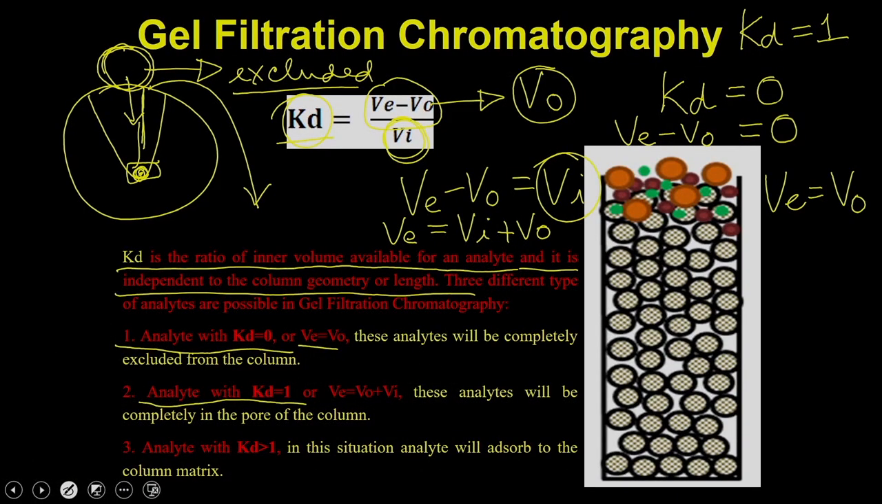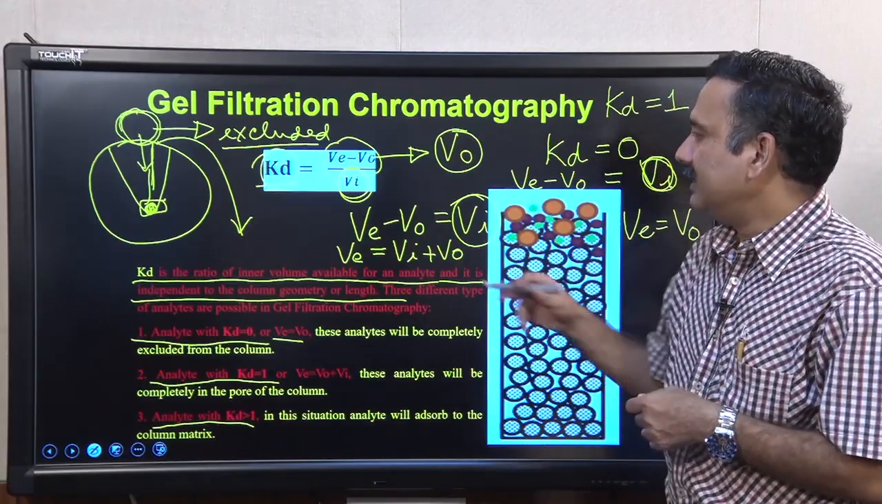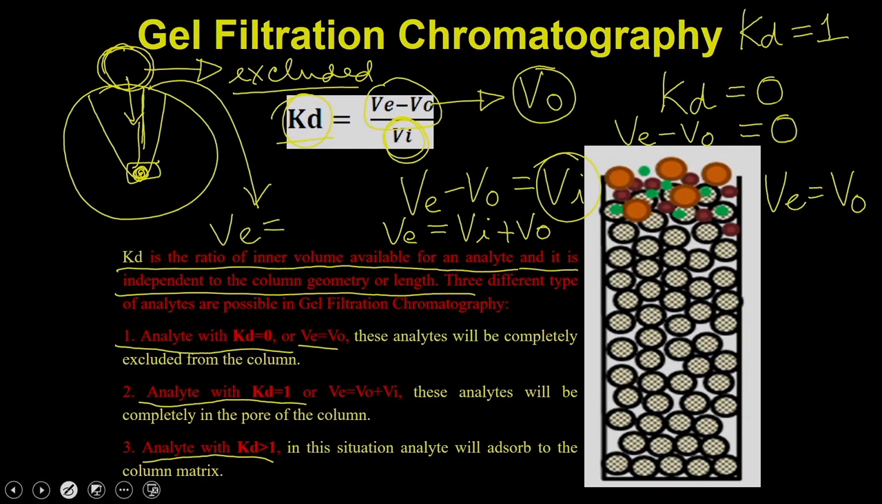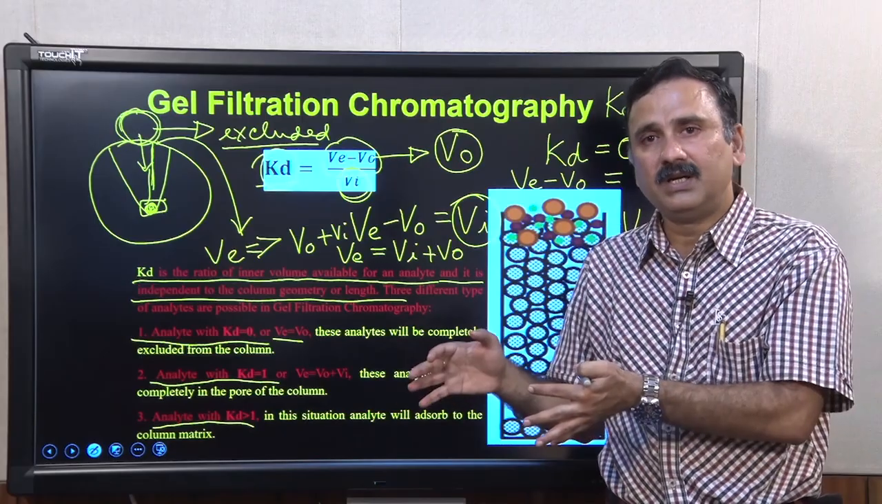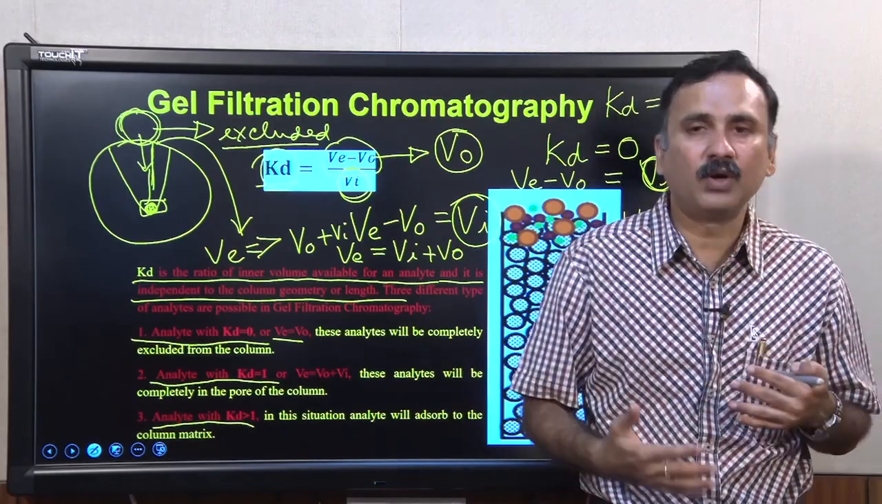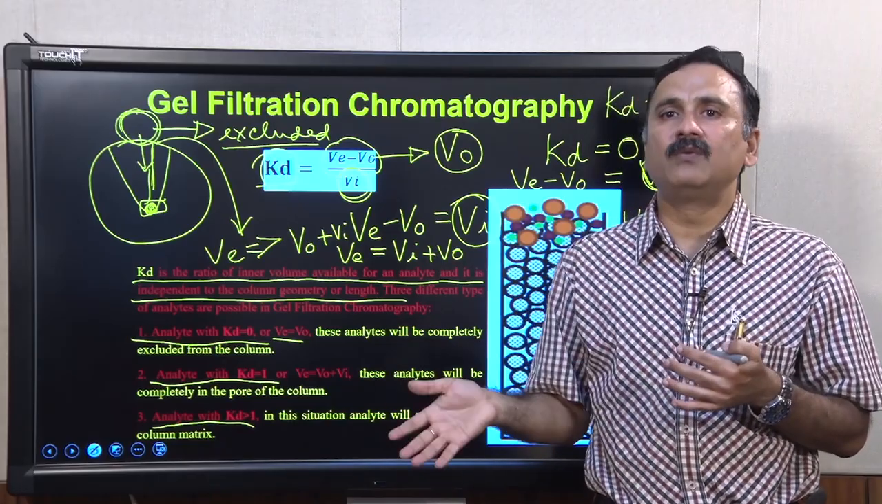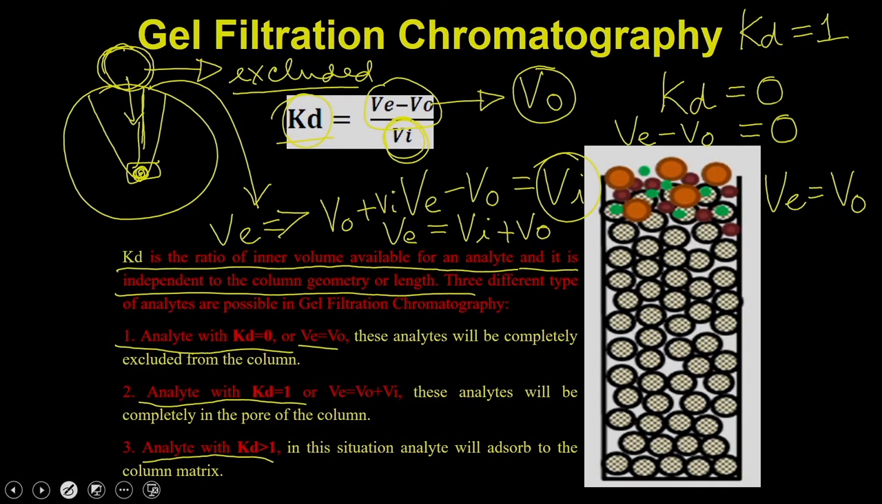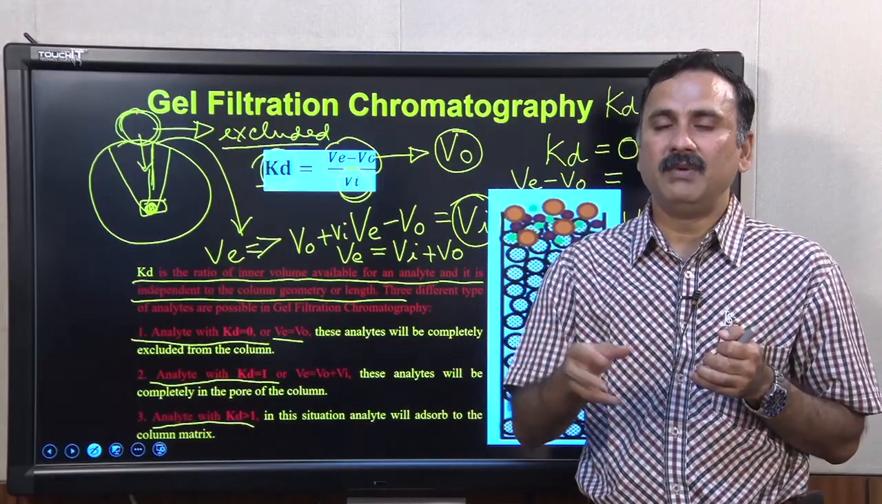Okay. Now you have the third condition where the analyte has a KD value which is more than 1, which means that the VE is going to be bigger than the VO plus VI. This means the molecule is going to be stuck in the column, adsorbed onto the column, and it will not come out even if you flow the volume equivalent to the VO plus VI. The molecule is permanently binding to the column and it is not coming out.